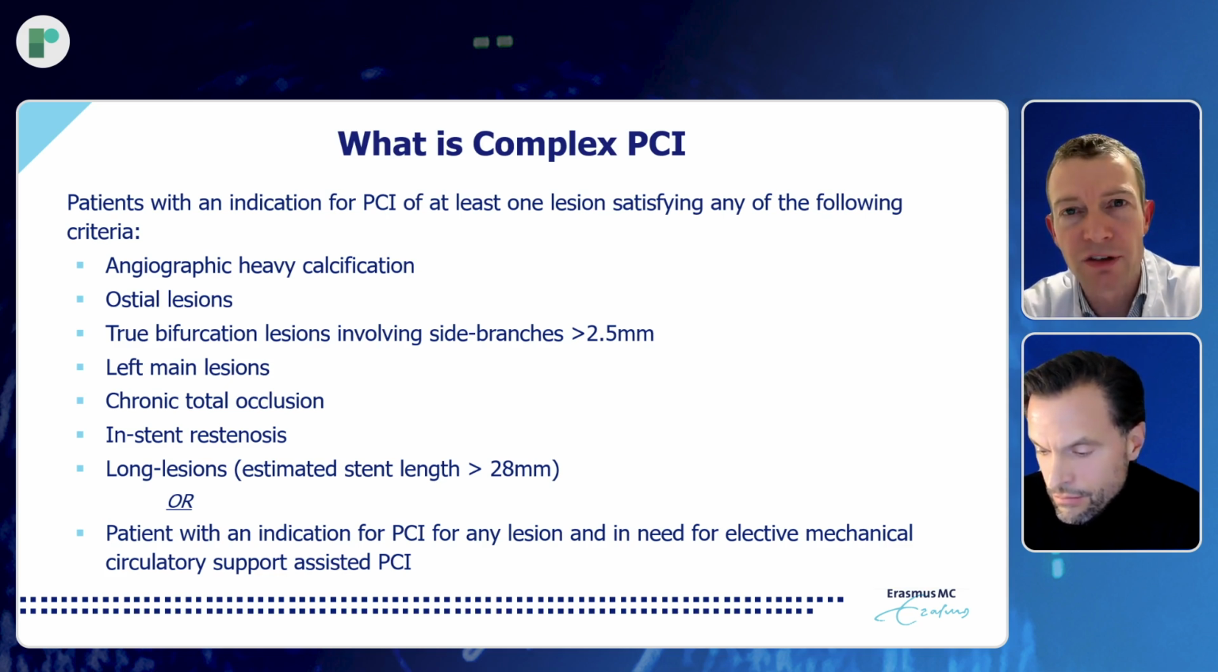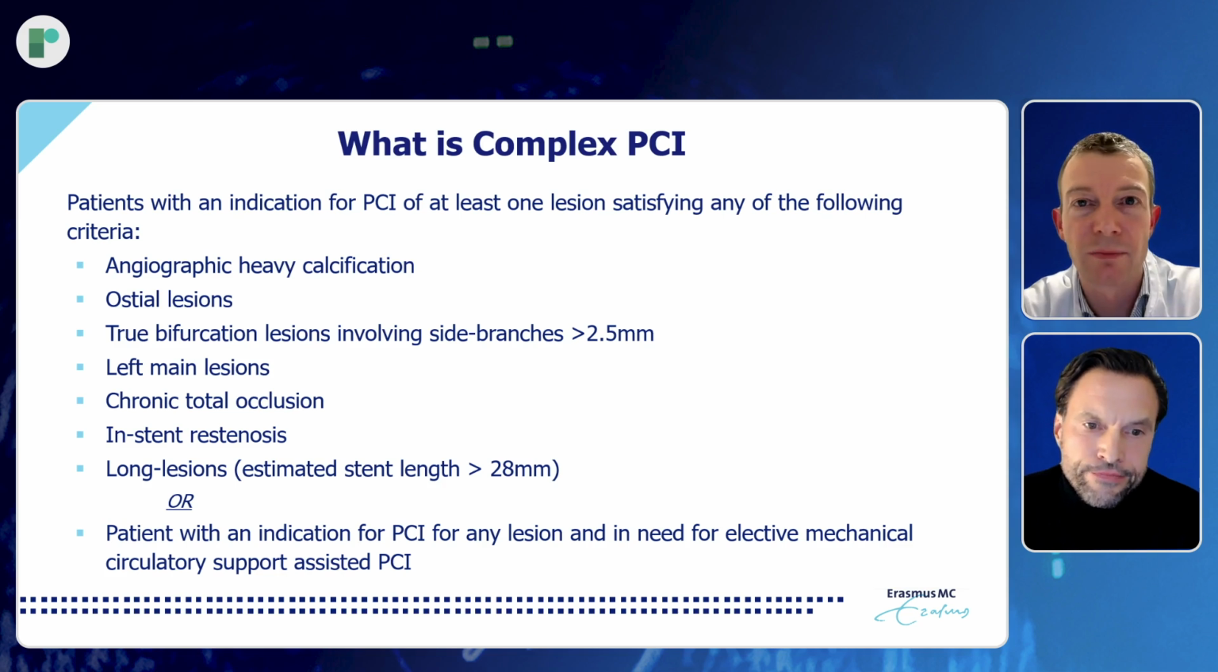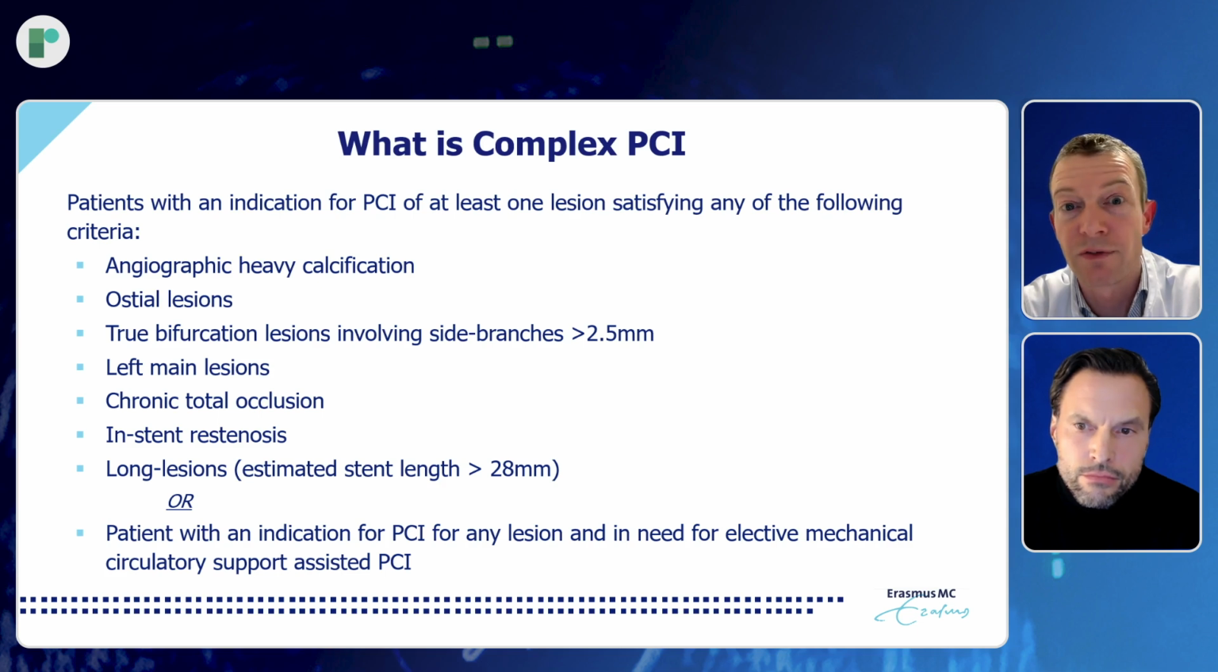Lesions with in-stent restenosis we already alluded to, and then there are patients with long lesions, defined as those with an estimated stent length of above 28 millimeters. And then there's a specific category of complex PCI for patients in need of elective mechanical circulatory support. But I think that is a specific category that perhaps goes a little bit beyond the scope of the definition of complex PCI in light of the use of intravascular imaging.